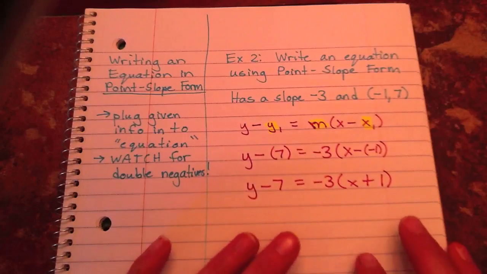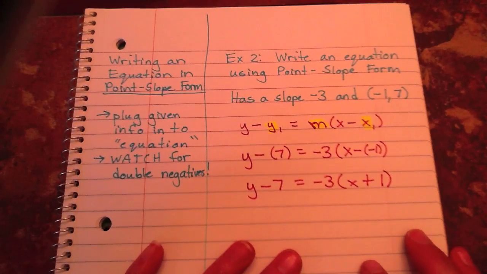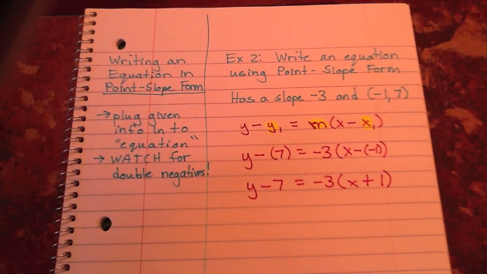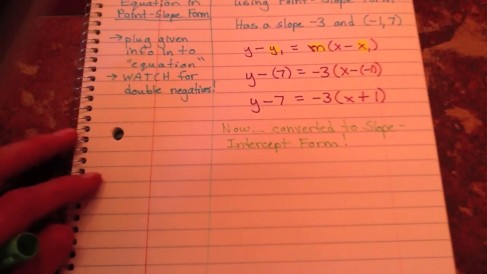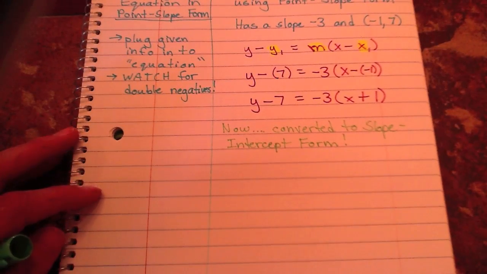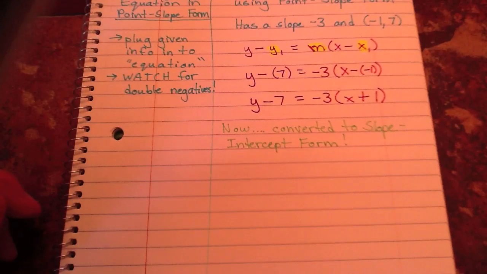Now, if I asked you to convert it to slope-intercept form from there, try that. And hit pause and try it on your own, and then hit play when you're ready to start. Remember, you don't always have to convert them to slope-intercept form. I just want you to be really comfortable with converting between the different forms.